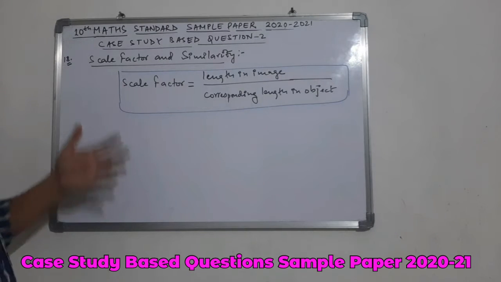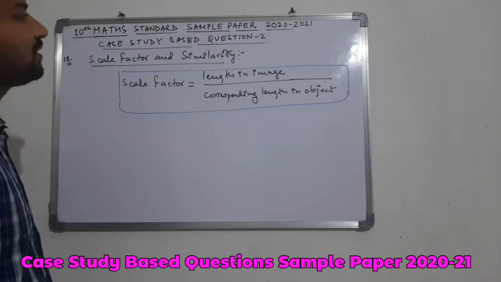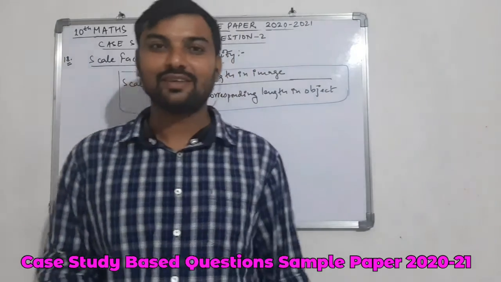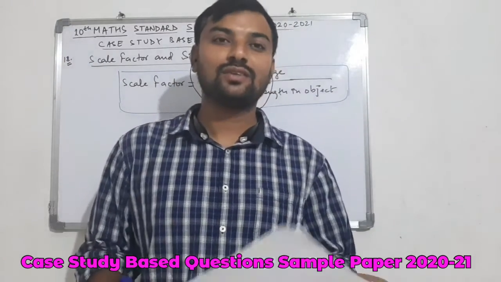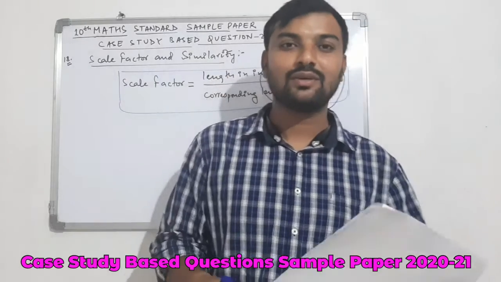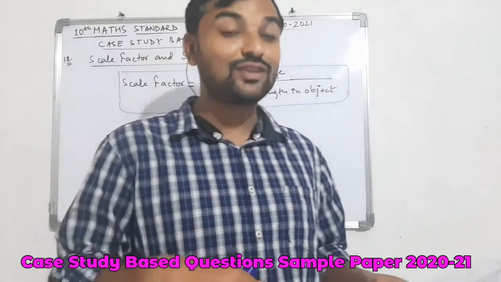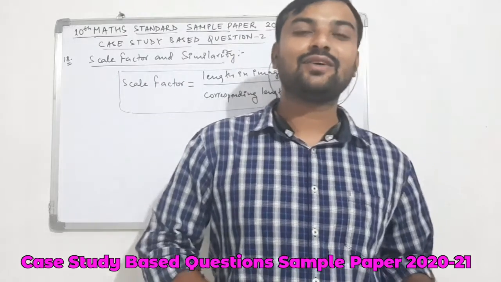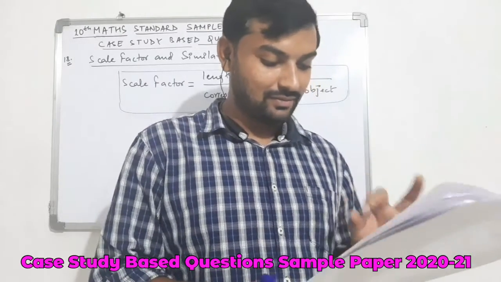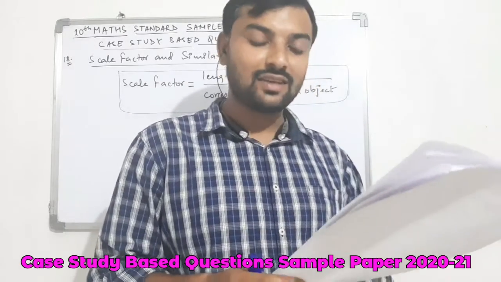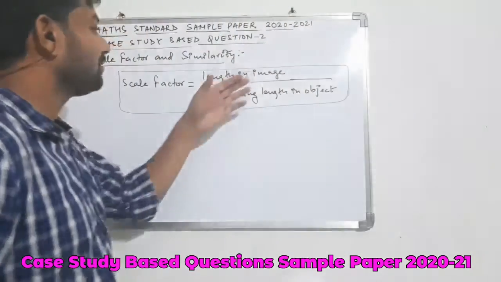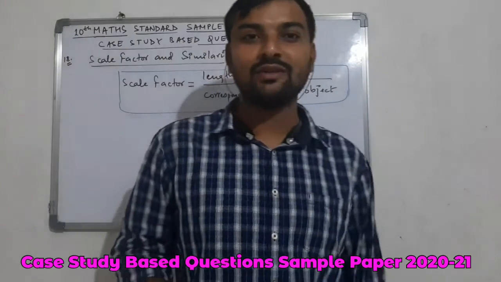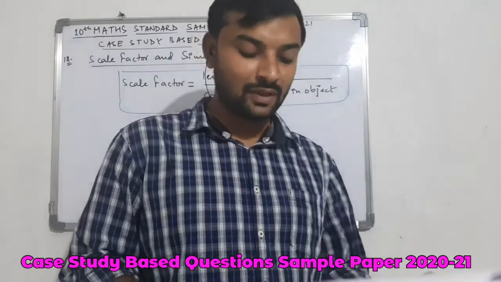So let us come to the second question, which is based on the case study, and here this question is from chapter 6, that is triangles. As you know, it is related to similarity. So here the whole discussion is about the similarity of triangles. And here one interesting description is given, that is, scale factor is defined as length in image upon corresponding length in object. You can compare it with the magnification in your science.